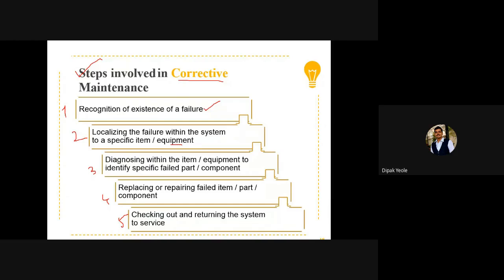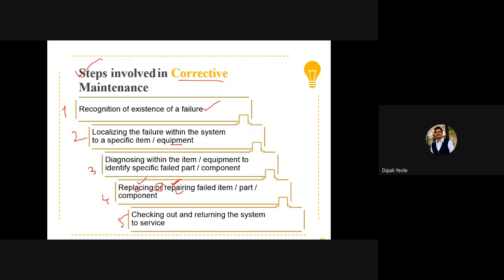Then we have to diagnose. We have to carry out diagnosing within the item to identify the specific failed part or component. Then we have to replace, or if replacing is not possible, then we have to repair. That's why I'm using the word or over here. You can say that we are maintenance engineers in the future, so we are interested in repairing mainly. If the repairing cost is not permissible, then obviously we have to go for replacement.